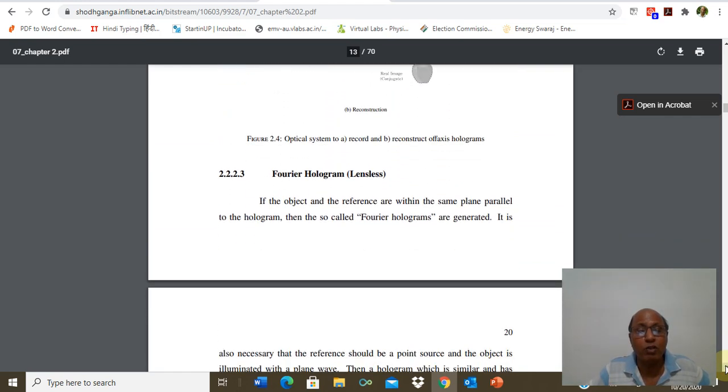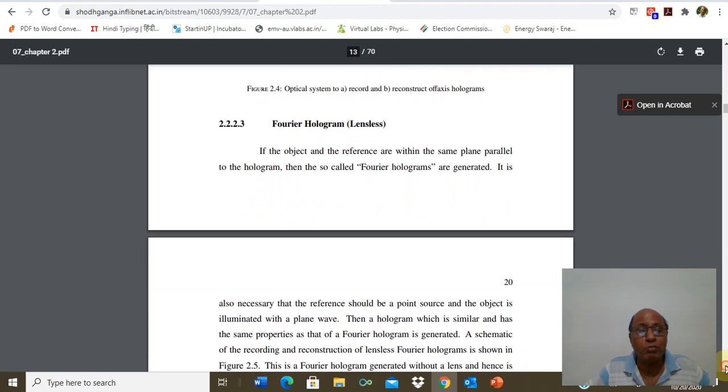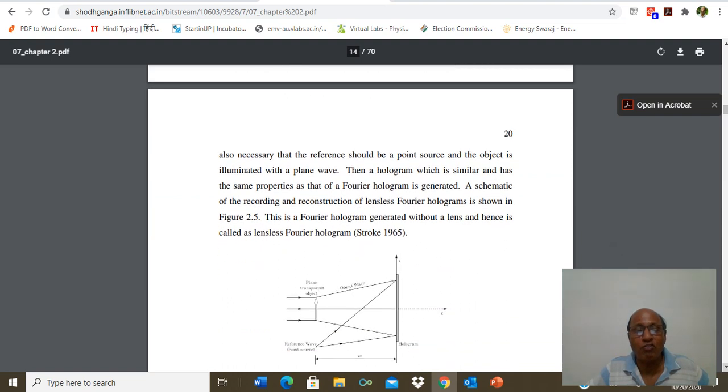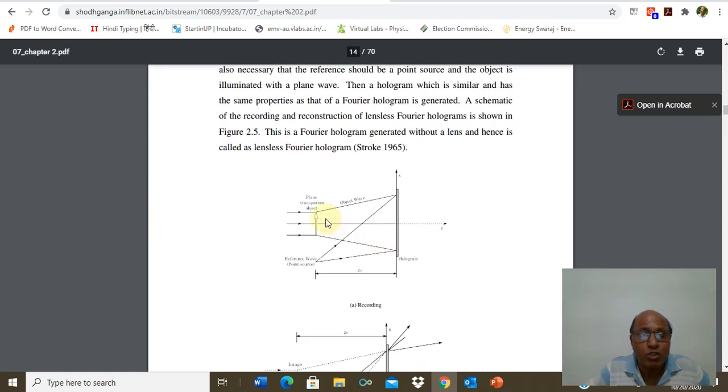Now it is the Fourier hologram. So what does the Fourier hologram say? That if the object source of light and reference source of light are within the same plane parallel to the hologram, then these so-called Fourier holograms are generated. That means you see here, this is the object plane, this is the recording plane, and this is the reference source. So both are in the same plane. If both are in the same plane, then this type of recording is called a Fourier hologram, right?